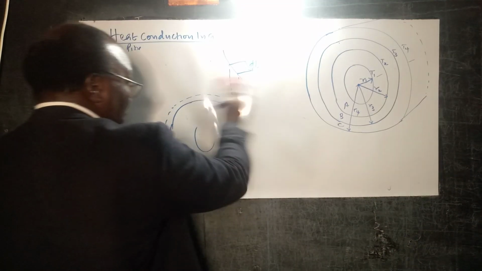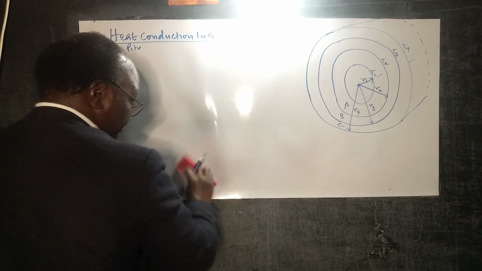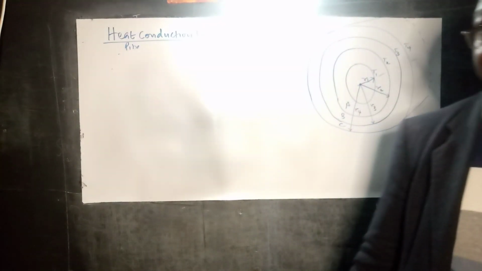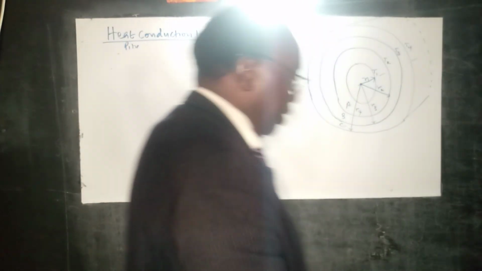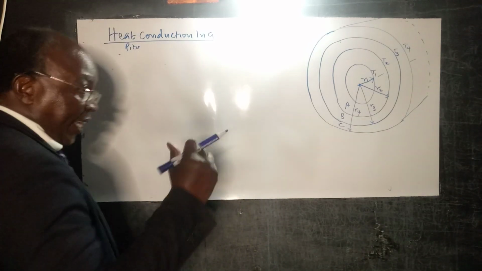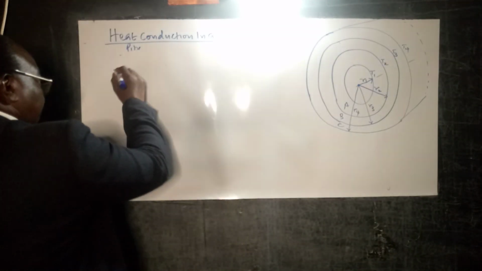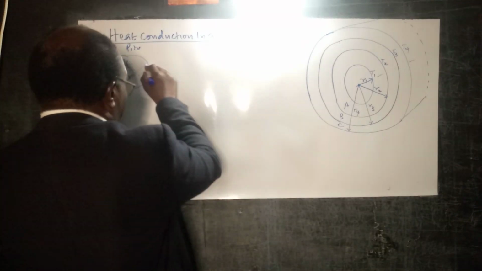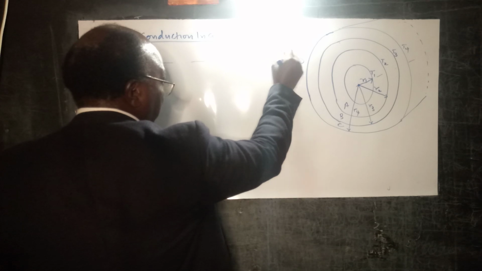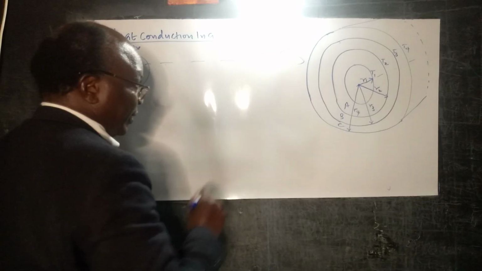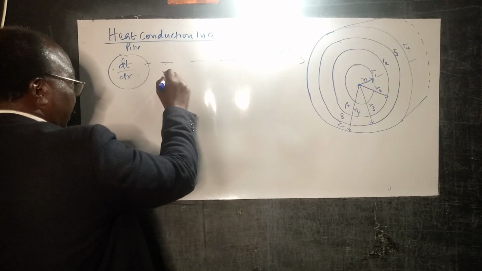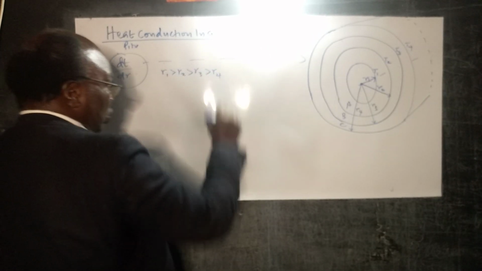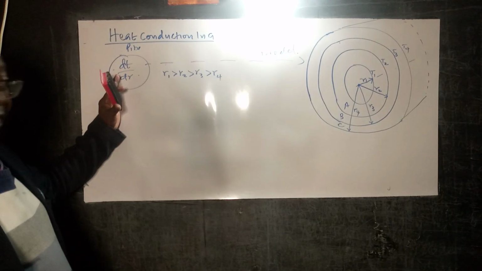Now, if we apply Fourier's heat law to this particular system, taking cognizance of the fact that the temperature gradient dT over dr, based on our model there, we note one or two things. That we are assuming that R1 is greater than R2, is greater than R3, is greater than R4. So what is the import of that on the temperature gradient?